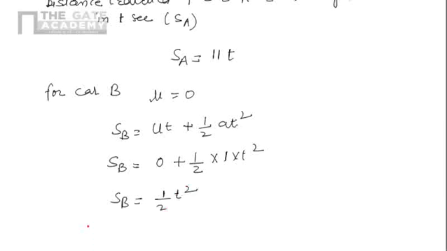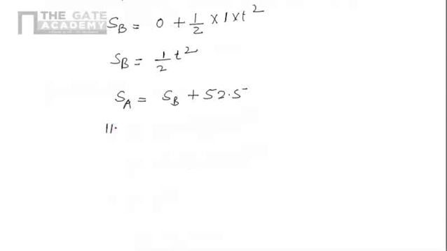And we have one more condition. B starts from rest at the instant when it is 52.5 meter ahead of A. So we can write SA equals SB plus 52.5. So SA is 11t, equals t square by 2, plus 52.5.